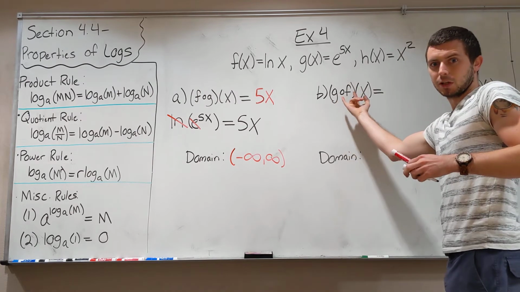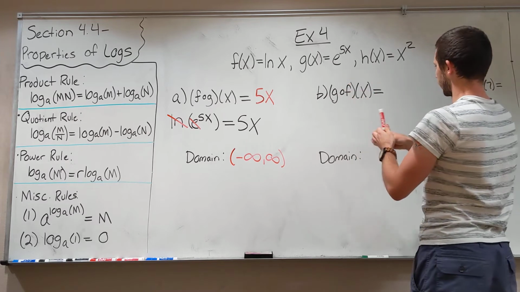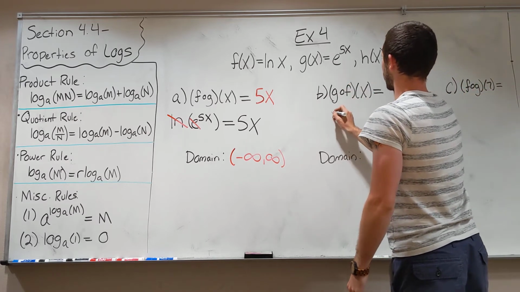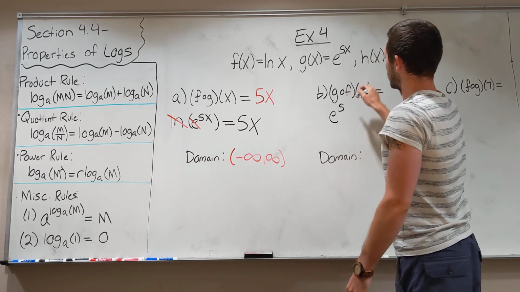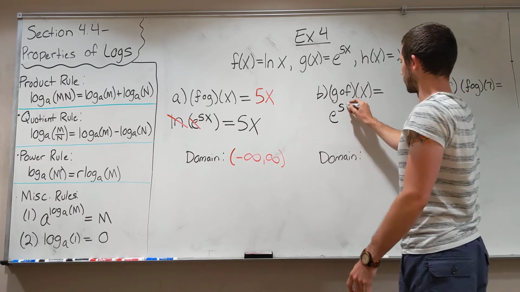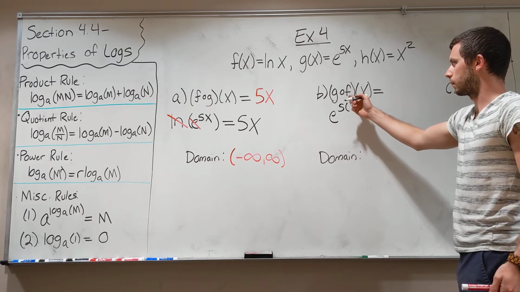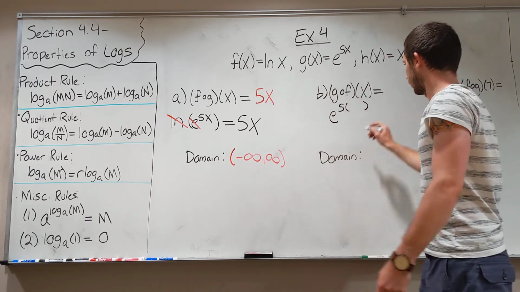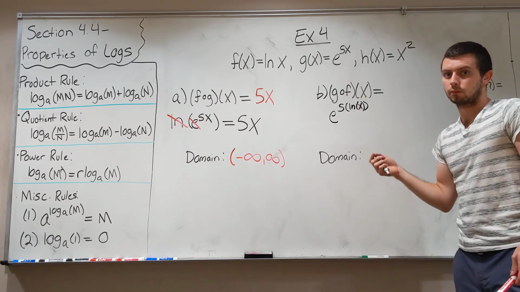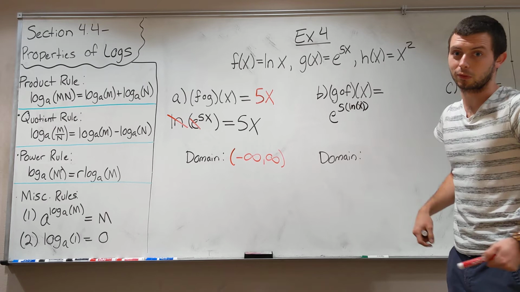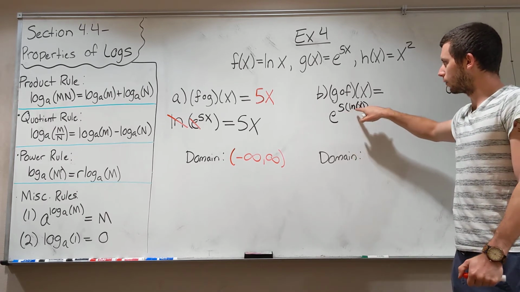So it just switches f and g. So here, the outer function is g, which means we're going to write out the outer function. So that's e to the 5x. But instead of x, we're going to put parentheses. And what goes into the parentheses is whatever the inner function is. f is the inner function, which is ln of x. So just like that. And you can put parentheses, or you don't have to. It's up to you. Now we have e raised to the 5 ln of x.